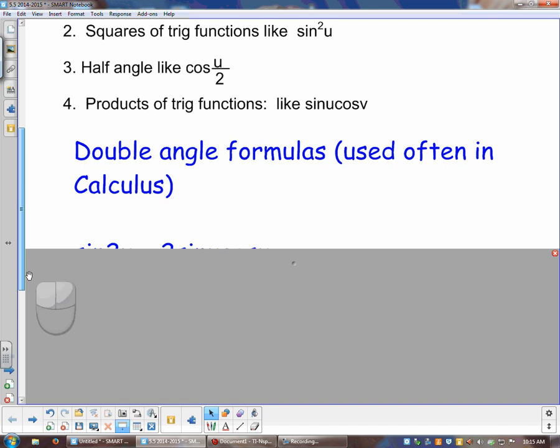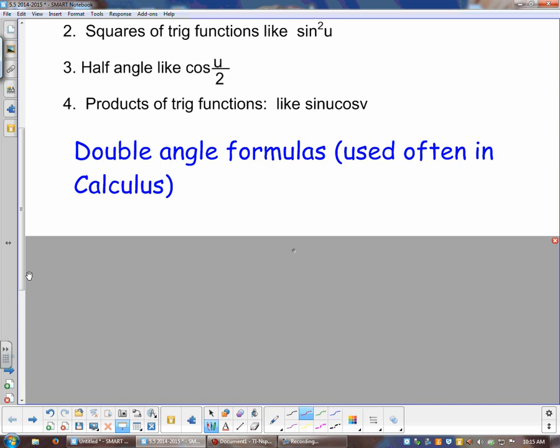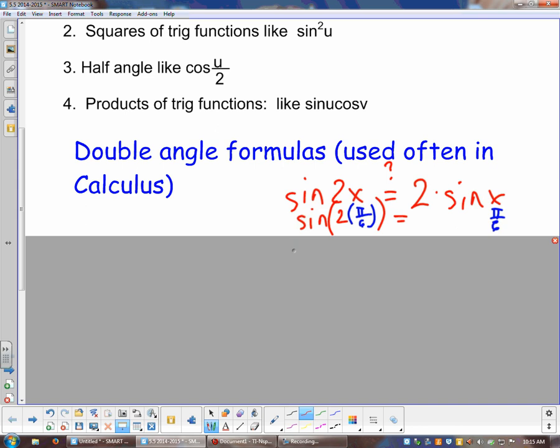Okay, so let me ask you this. Is the sine of 2x equal to 2 times the sine of x? No. It's usually false. Okay, let's prove that it does not work. Let's pick, for example, pi over 6 as my x. So if I use pi over 6 as my x, is the sine of 2 times pi over 6 equal to 2 times the sine of pi over 6?